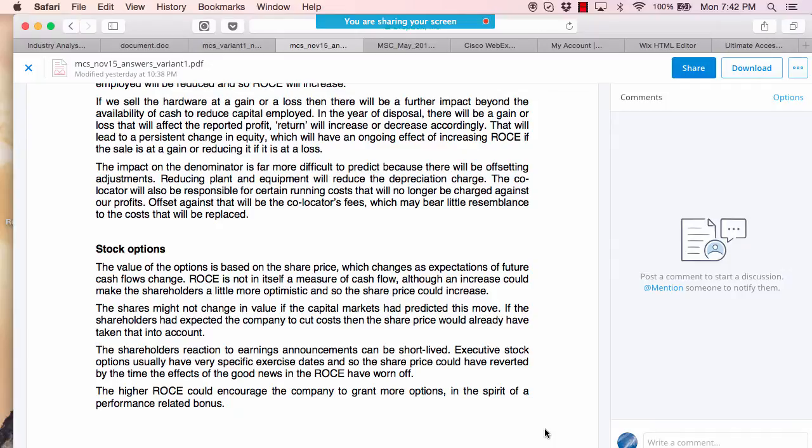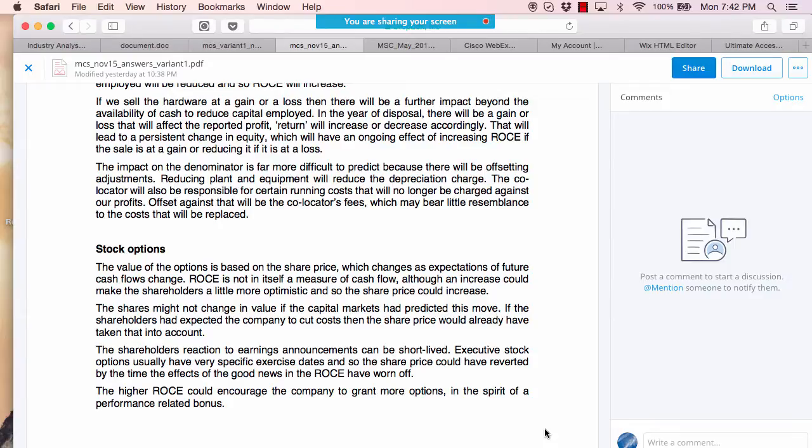And of course, if you have a good ROC, the shareholders will be happy about it. Your share price will go up because you're thinking in the future, the future value of your company is high, right? And the share price might not change if the capital markets had predicted this move, of course.